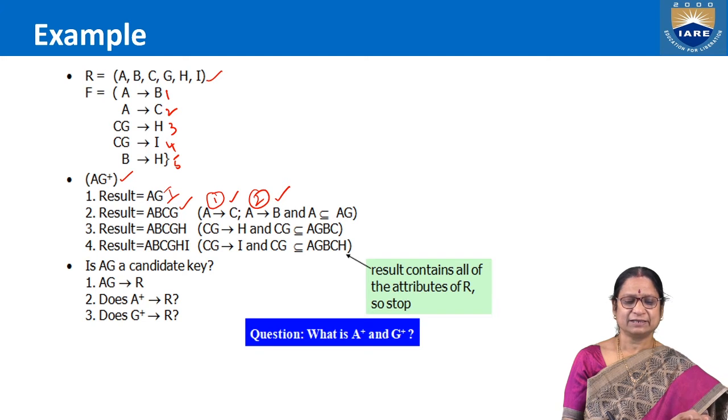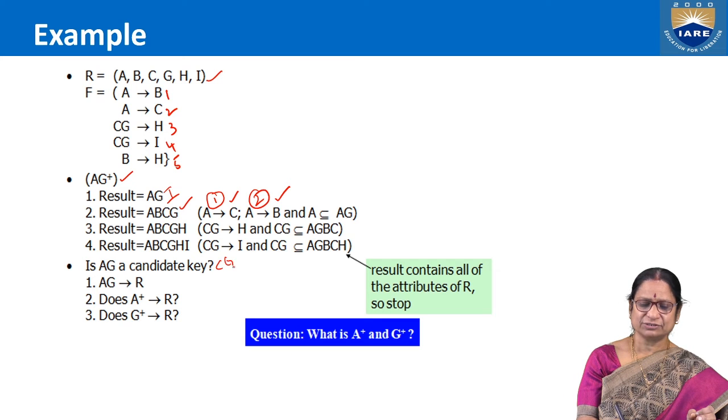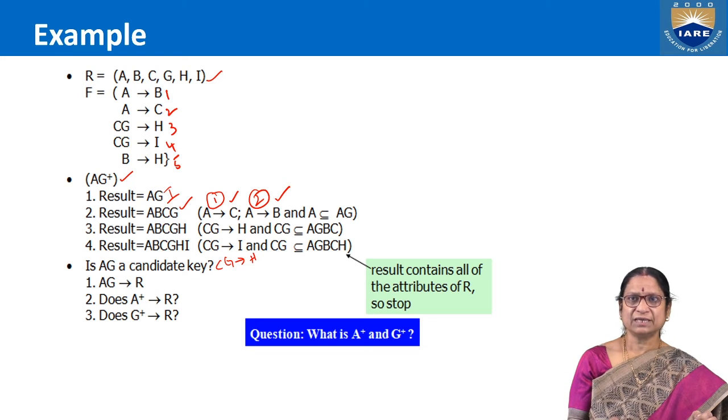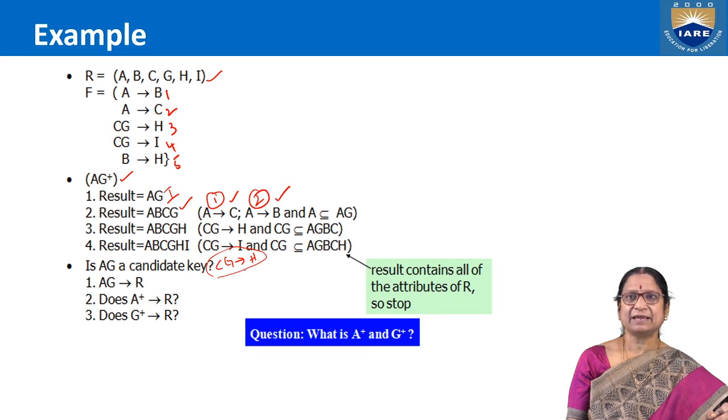Now I am able to consider CG determines H, CG determines I. Both can be considered. So CG determines H. See, here it is not there. You can add also. CG determines H. CG determines I. In both cases, CG is contained in the result ABCG. CG determines I means CG contained in ABCH, then I will be added. After adding the I, I'll get the result as ABCGHI.